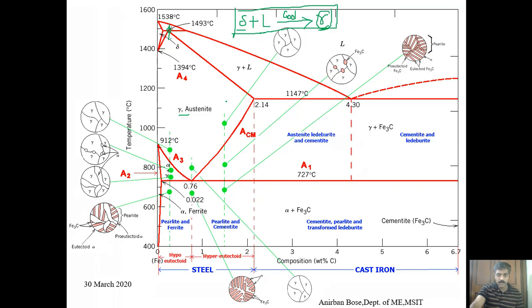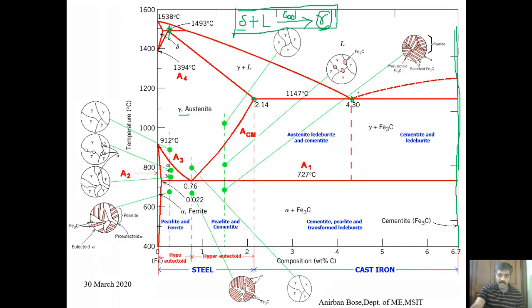Now what you have to remember, the second stage, this portion, you see what is the composition? That is 2.14%, and this composition you have to remember, 4.3%. So you have to join these two here, and you can extend it up to this line where it is basically the cementite. Remember, this whole line corresponds to Fe3C, cementite.